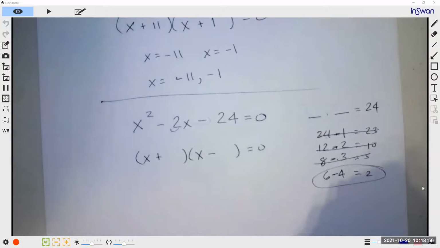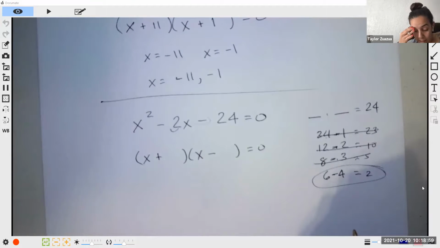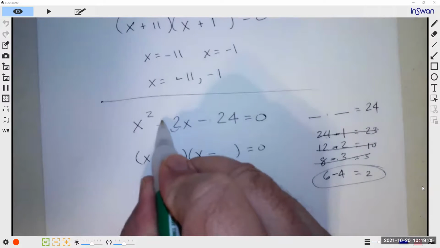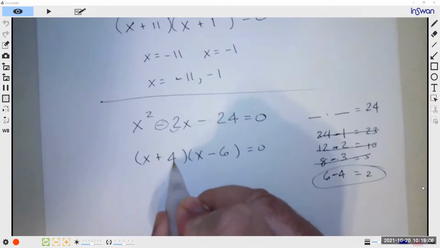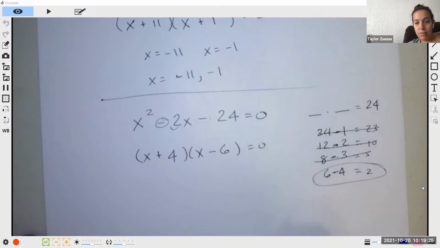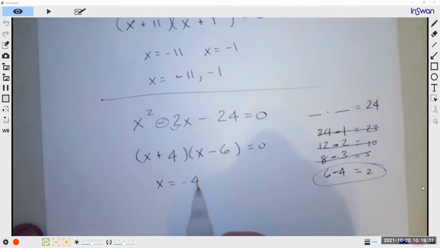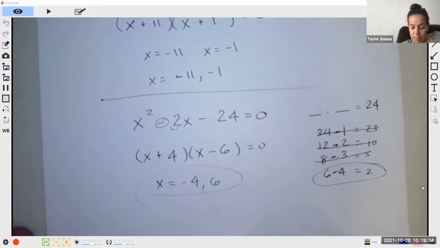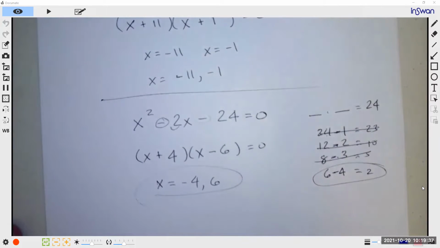So it's 6 and 4, positive 6 and minus 4. The bigger number gets the x. Oh yeah, okay, you're right. That was wrong. So it'll be x equals -4 and x equals 6. So your answers are x equals -4 and x equals 6. Very good. Gotcha. So that's how you solve.